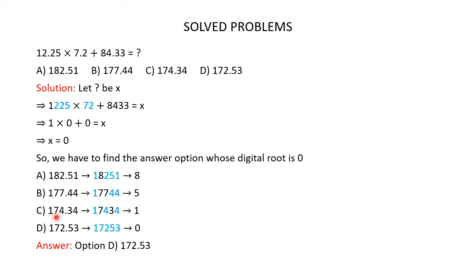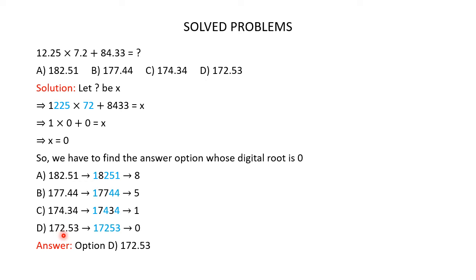Option C is 174.34. Ignoring the decimal point, you get the number 17434. So 1 plus 4 is 9. You can ignore these three digits. 7 plus 3 is 10 and 1 plus 0 is 1. So the digital root here is 1.